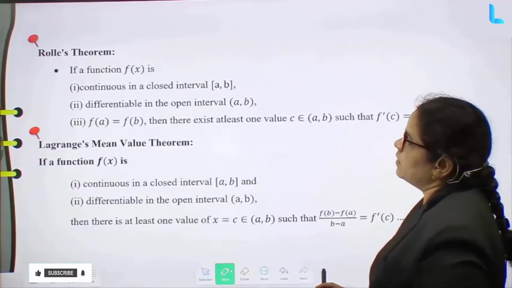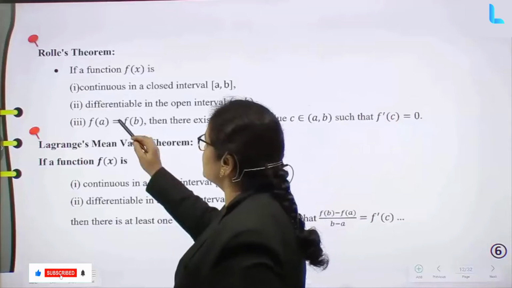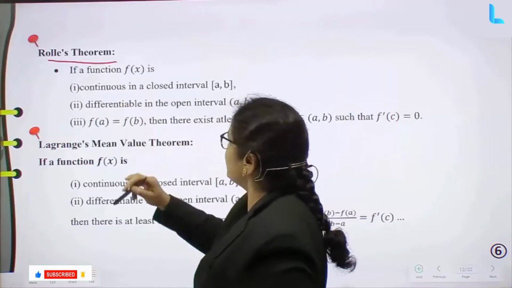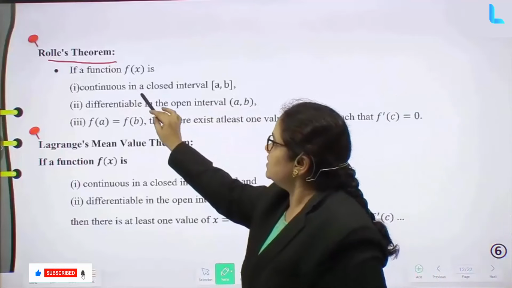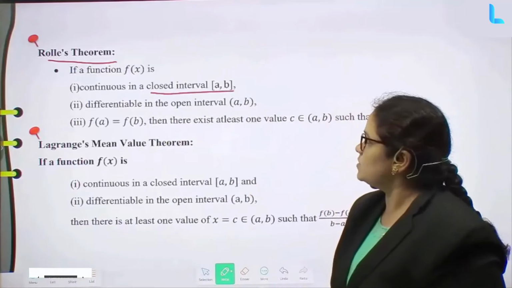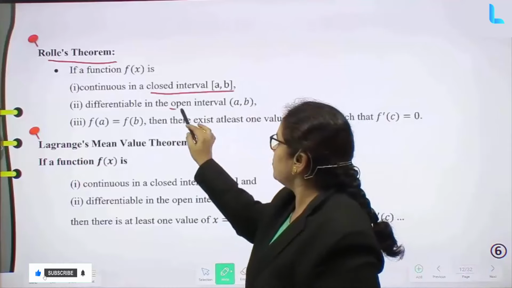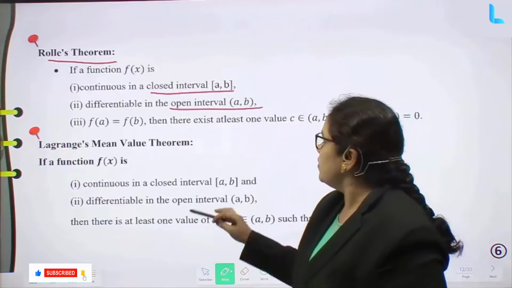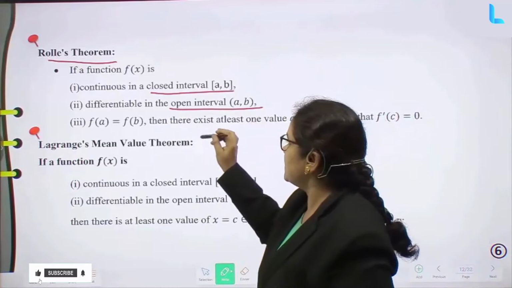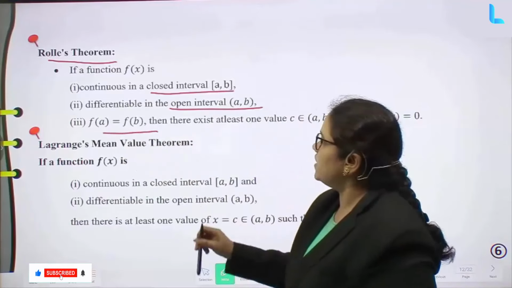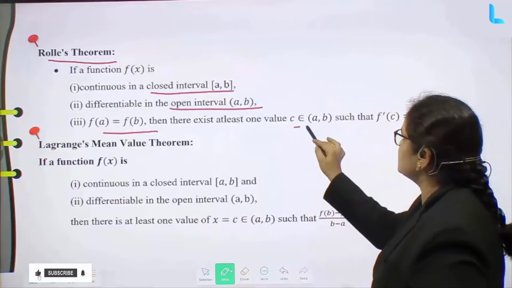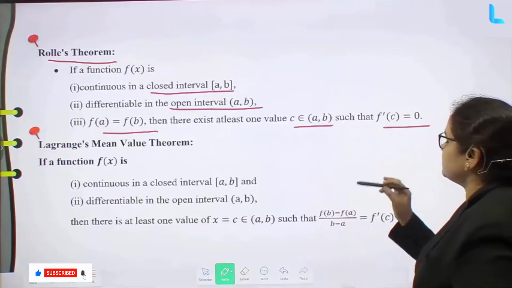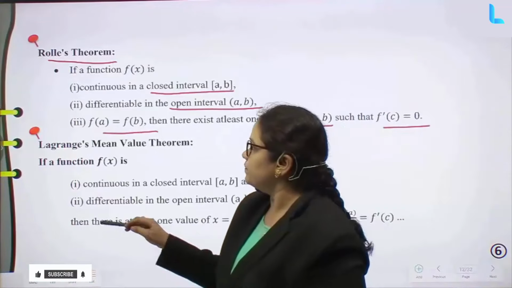Next one, Rolle's theorem. So what is Rolle's theorem? If a function f(x) is, first, continuous in the closed interval [a, b]; second, differentiable in the open interval (a, b); third, f(a) equal to f(b), then there exists at least one value c belonging to (a, b) such that f dash of c equal to 0.